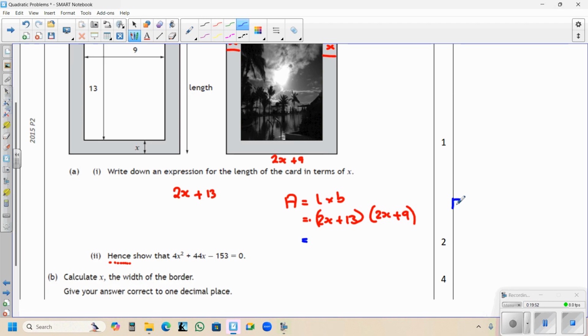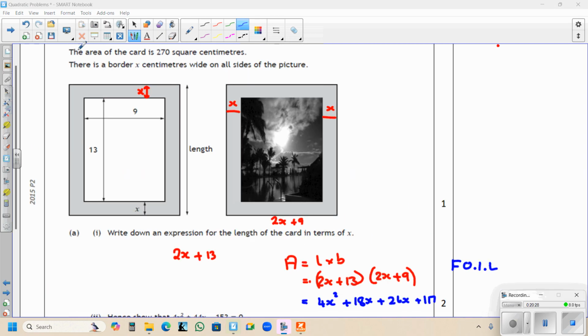We'll use FOIL to multiply out this bracket. The first two terms: 2x times 2x is 4x squared. Then 2x times 9, 2 nines are 18, so that's 18x. Then 13 times 2x, which is 26x. And then 13 times 9: 9 tens are 90, 9 threes are 27, so 90 and 27 gives us 117.